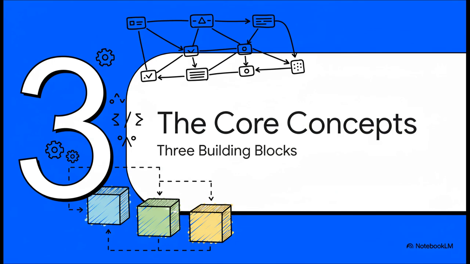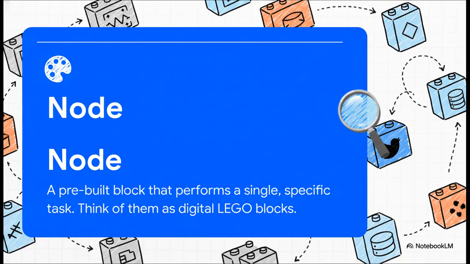Now, to get how Node-RED works, you don't have to be some kind of programming genius. Honestly, you just need to understand three really simple ideas. These are the building blocks for literally everything you're going to do. First up, we have the node. The absolute best way to think about a node is like a digital Lego block. Seriously, each block does one single specific thing. You've got a block for reading a temperature sensor, a block for sending an email, a block for talking to a database. You just grab the ones you need.